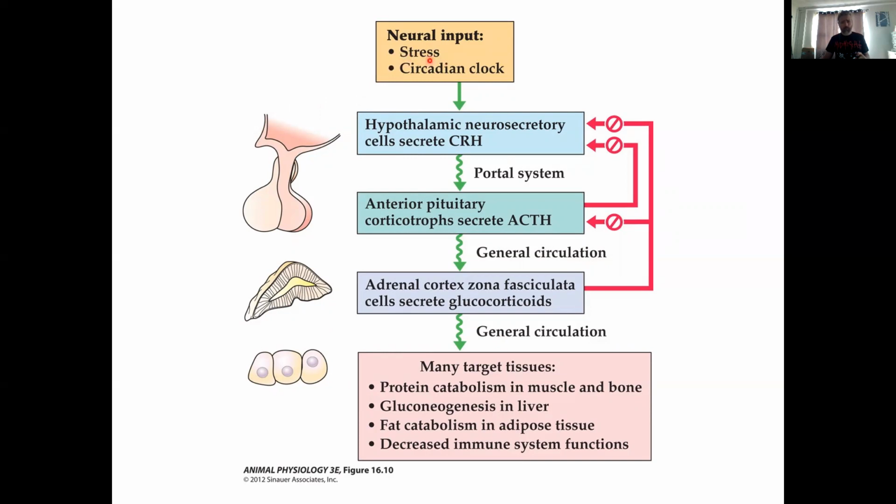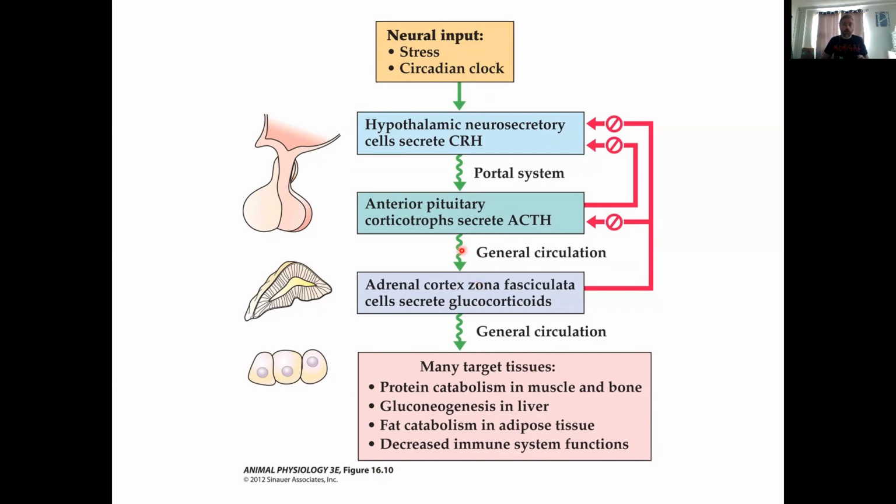It can be stress. It can be lots of different things. Ultimately though, we kind of go through this step-by-step process. And the end result might be increased metabolic and growth rates and things like muscle and bone. It can be the production of new glucose in the liver. It can be the breakdown of fats. It can be, in terms of stress release responses, it can depress your immune system, which is why it's so important right now to try to remain as cool and calm as you possibly can.